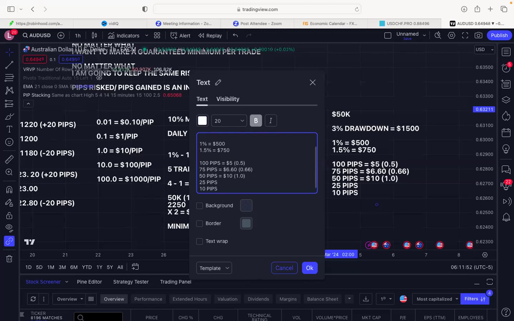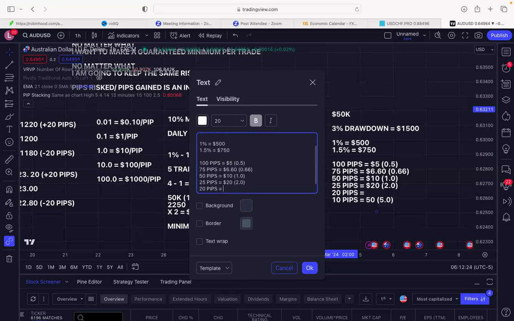25 pips. 25 times blank equals 500. You guessed it. 25 times 20. So I'll use a 2.0. All right. And 10 times blank equals 500, right? 10 times 50 equals 500. So guess what my lot size is going to be? 5.0. All right. Another common one is 20.